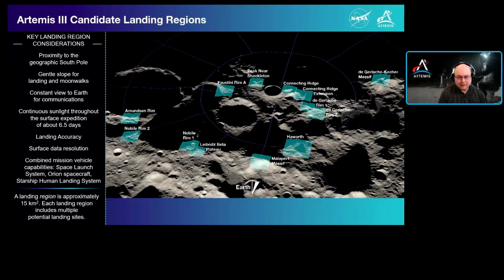I'll get to that in a second, but a number of considerations played into the selection of these particular regions, including proximity to the geographic South Pole, gentle slope for landings and moonwalks, constant view of Earth for communications, continuous sunlight throughout the surface expedition of about 6.5 days, the expected landing accuracy of a notional lunar landing system, surface data and LRO data availability, and in general, the combined integrated architectural capability of all the various aspects of the Artemis architecture, including the Space Launch System, the Orion spacecraft, and the Option A vehicle. Next slide, please.